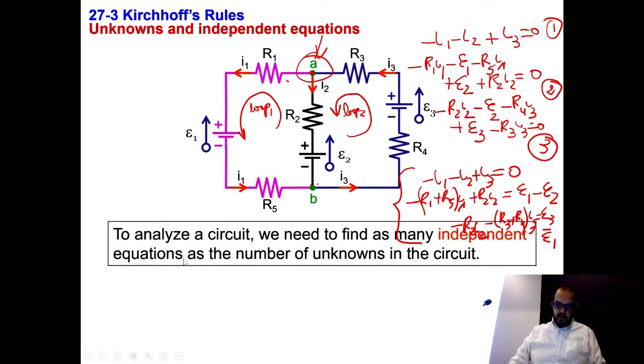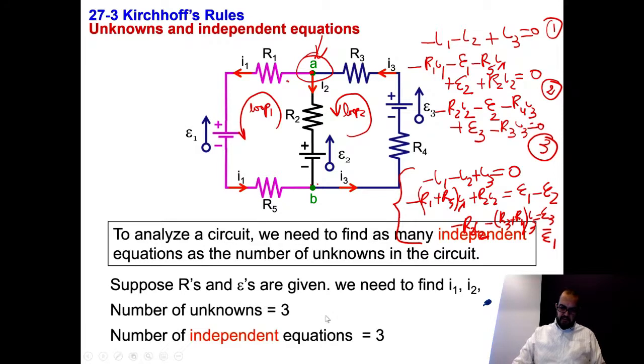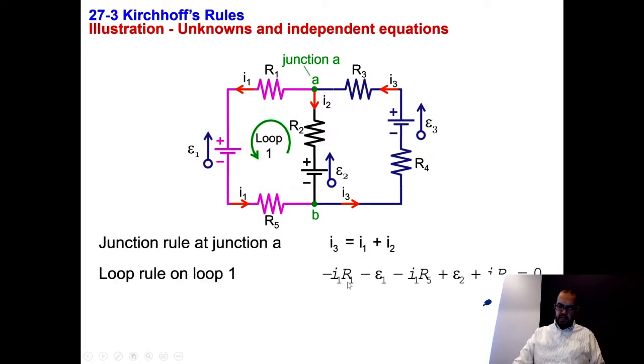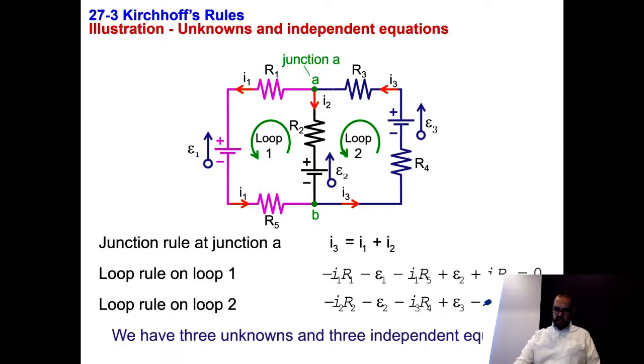All right? So to analyze the circuit, we need to find as many equations as the number of unknowns. So here we have 3 equations with 3 unknowns. Okay? So assume all the resistances and the EMFs are known. We need just to find I1, I2, and I3. So again, we need 3 independent equations, and we already wrote them. Okay, so here, I'm rewriting these equations. We have already done these equations. Okay, so now we can solve. Okay, so we can solve step by step by substitution.